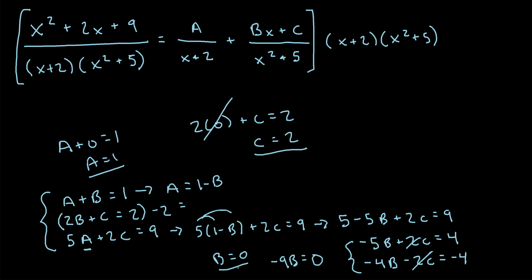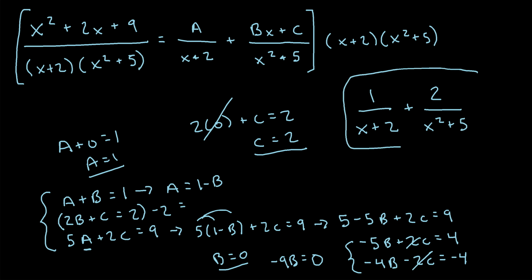So we just solved for a, b, and c. So now we can write our final solution as a over x plus 2, so a we found is 1 over x plus 2, plus bx plus c over x squared plus 5. So we found that b is equal to 0, so there's actually nothing to write here, but c is equal to 2, so we'll be left with 2 over x squared plus 5. And that will be our final answer. So that is how we can decompose this original fraction into two fractions.